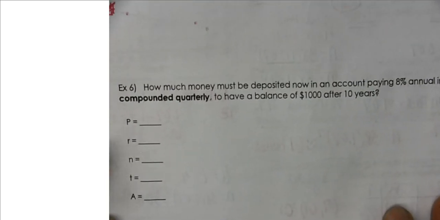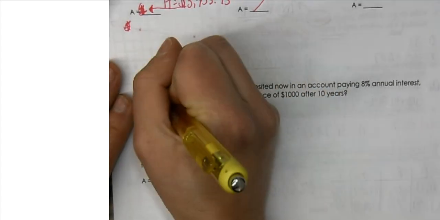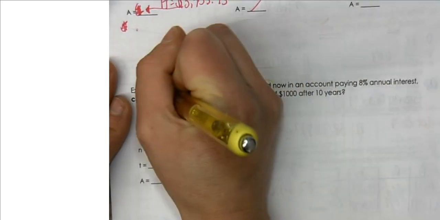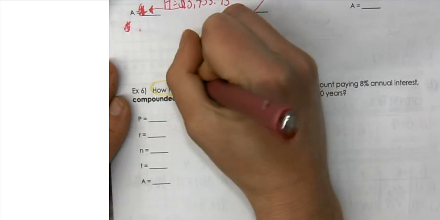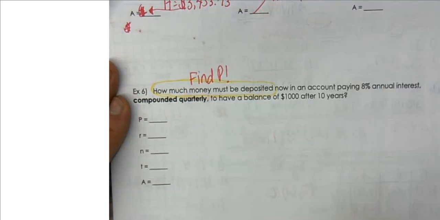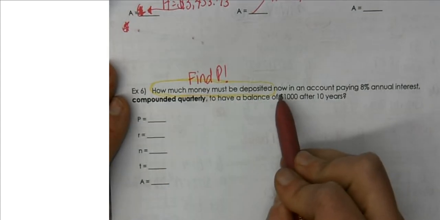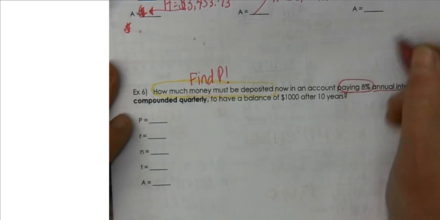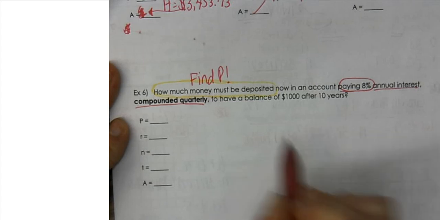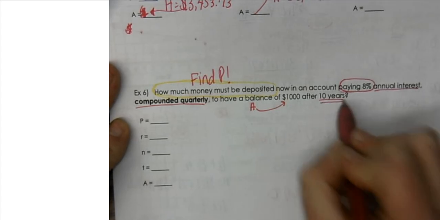And now we have finally our last example. In example number 6, it's asking us this time, how much must be deposited? Please pay attention to what the question is asking you. How much must be deposited, which means they're asking you to find P this time. We need to find our principal. How much must be deposited now in an account paying 8% annual interest that is compounded quarterly to have a final balance of $1,000 after 10 years.